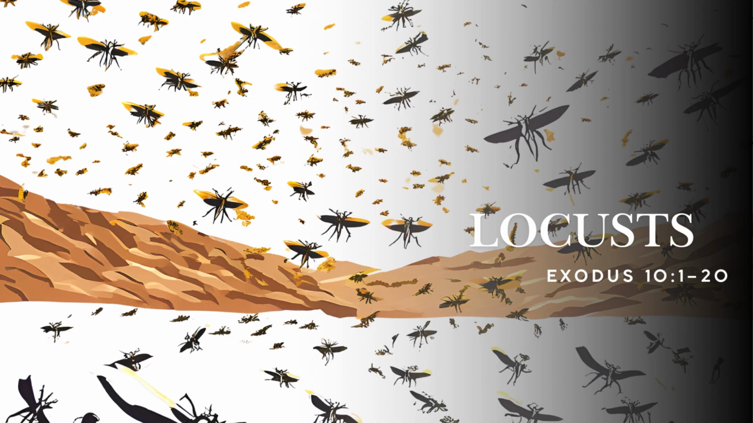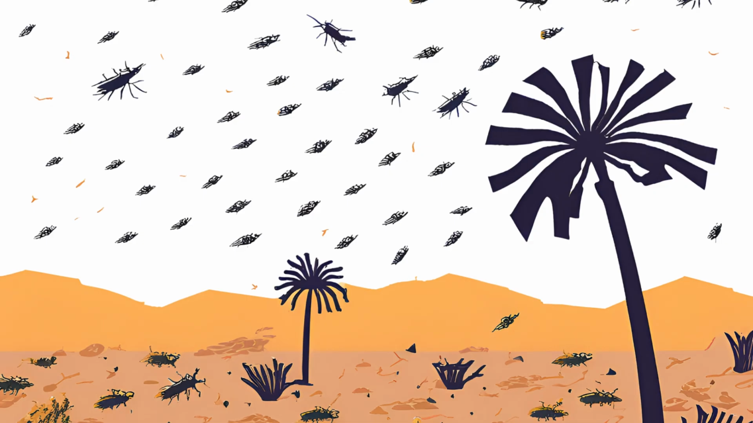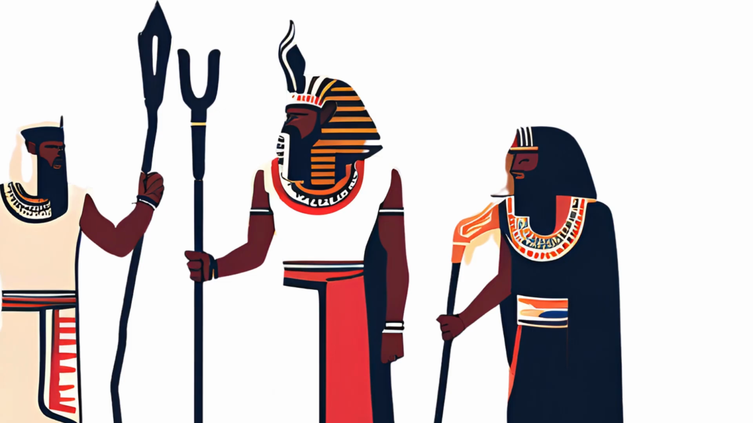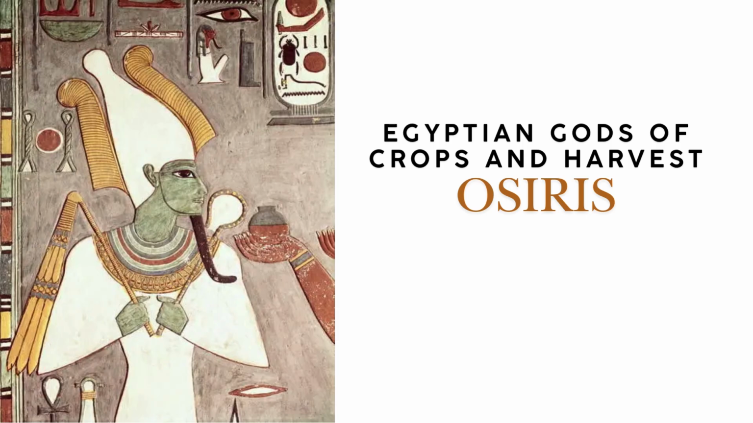8. Locusts, to be read in Exodus 10 verse 1-20. A wind brings locusts that devour everything left after the hail, stripping Egypt bare. Pharaoh tries to bargain again, but he refuses full release. It mocks Egyptian gods of crops and harvest like Osiris.